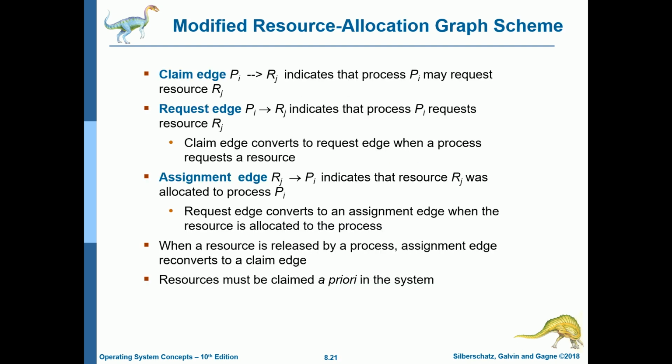Now, when a thread T sub I requests a resource R sub J, the claim edge is converted into a request edge. Similarly, when a resource R sub J is released by a T sub I, the assignment edge is then reconverted to a claim edge. Note that resources must be claimed a priori in the system. That is, before a thread T sub I starts executing, all of its claim edges must already appear in the resource allocation graph. Now, we can relax this condition by allowing a claim edge going from T sub I to an R sub J to be added.